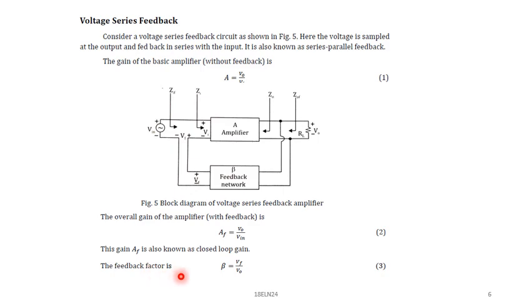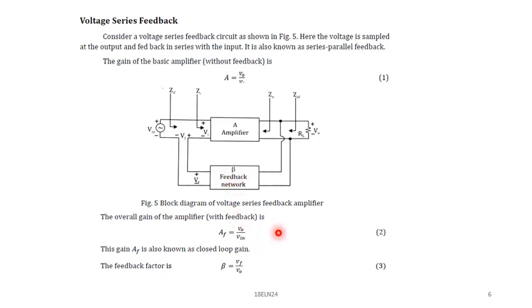Next, the feedback factor. The feedback factor is denoted as beta, that is given by output by input. So output is here Vf, and input to this feedback network is V0. So that is given by Vf by V0. I'll consider this as equation 2 and this as equation 3. Now from this I'll obtain the equation for the gain of the amplifier with feedback.